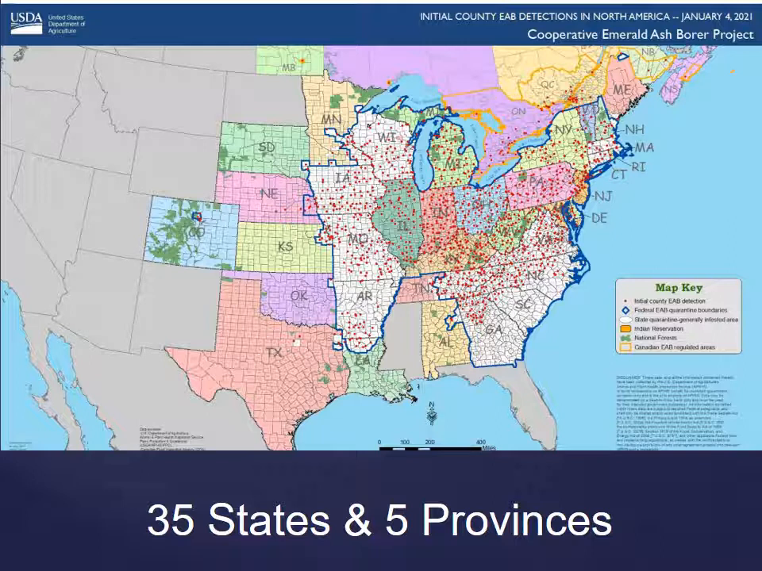You can see how widely spread EAB is on this map. On its own, the insect is only able to fly an average of 1 to 2 miles a year, but because of human movement of wood products such as firewood, the beetle has been able to spread to places like Colorado that it might not otherwise have traveled to on its own.